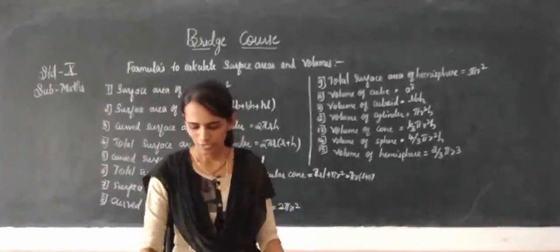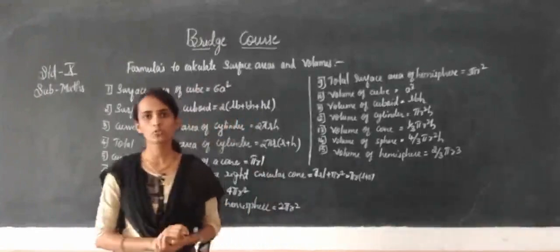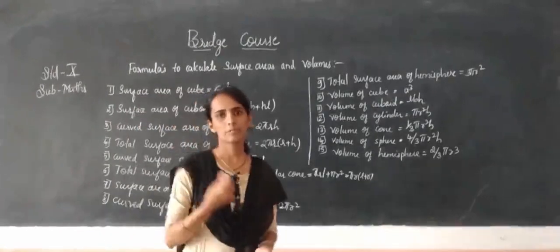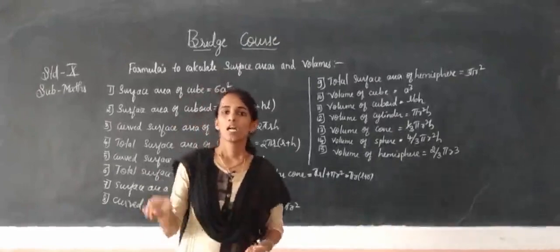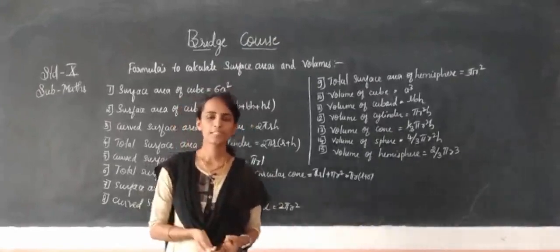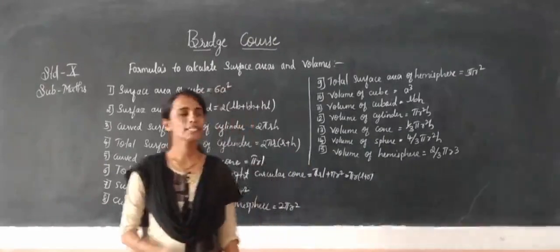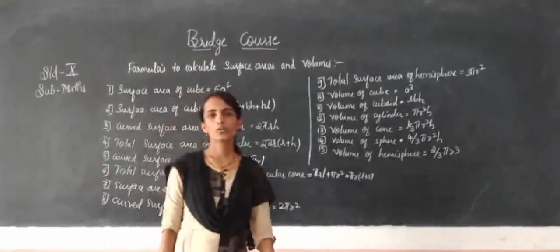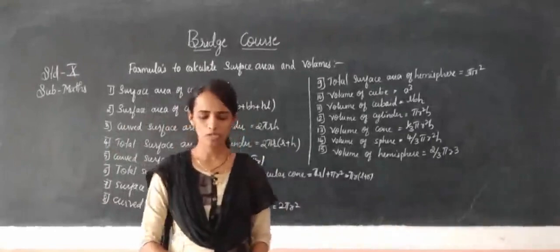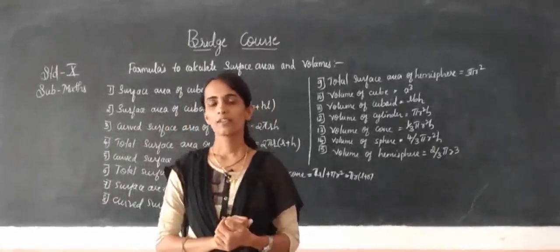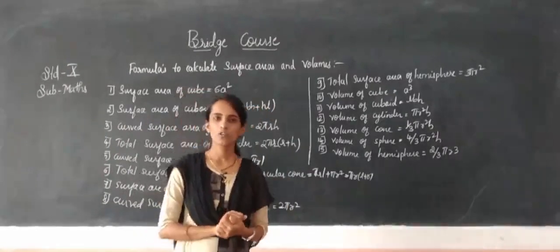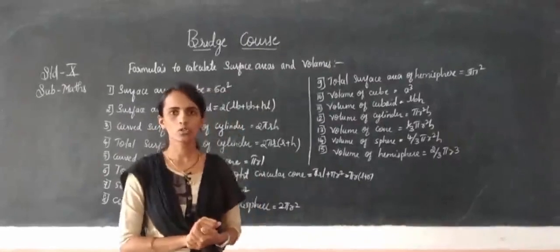Hello dear students, we already started the bridge course revision in yesterday's class. In the previous class we studied some laws of exponents, algebraic expressions and identities on rational numbers. In today's class we are going to discuss some formulas on solid figures: how to calculate the area of solid figures and the volume of solid figures.